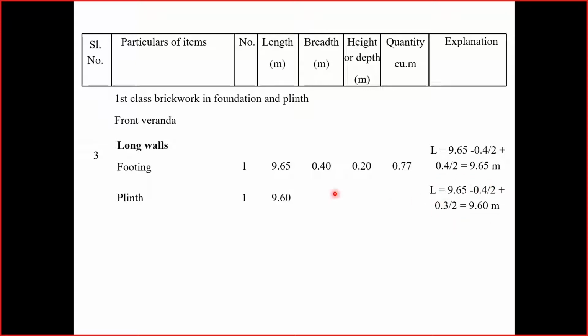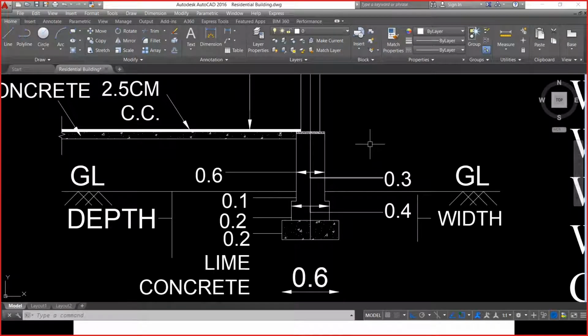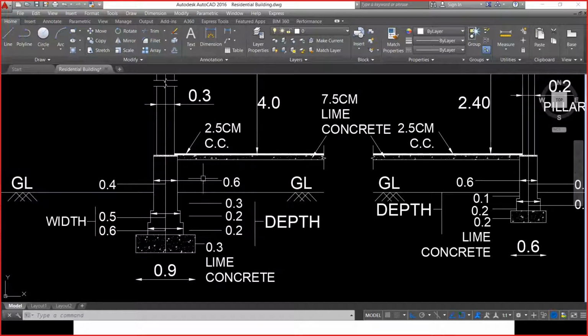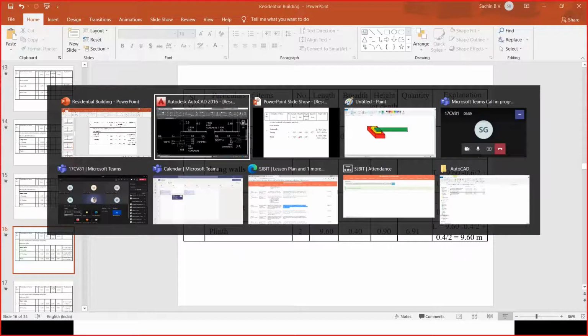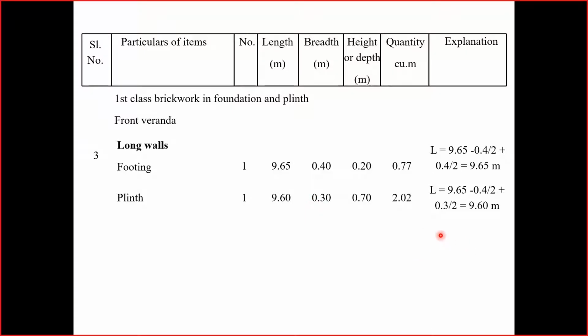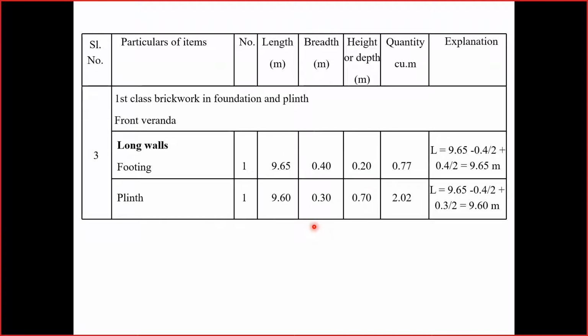So once the actual length is calculated, multiply that with the width. Width of the plinth of the partition wall is 0.3 meter. Height or depth is 0.7 meter. Below the ground level it is 0.1 meter, and above the ground level it is 0.6 meter. You can observe that above the ground level, for main wall and partition wall, the depths are the same. The plinth depths are the same. So the total depth is 0.7 and the total quantity is the product of these things, which we get as 2.02 meter cube, right?